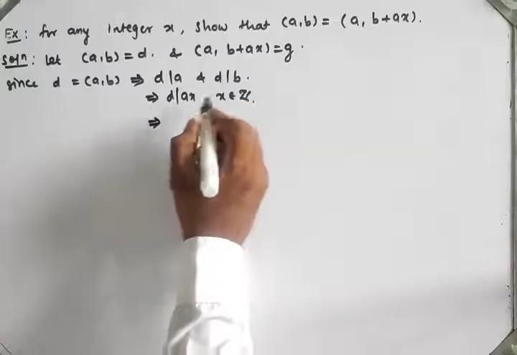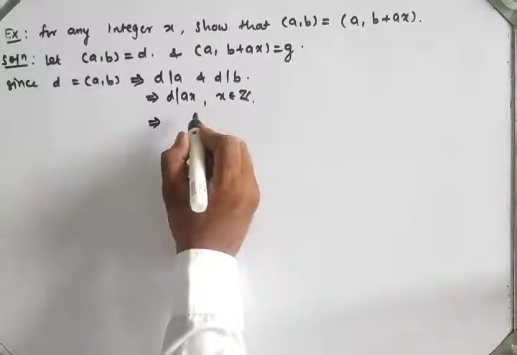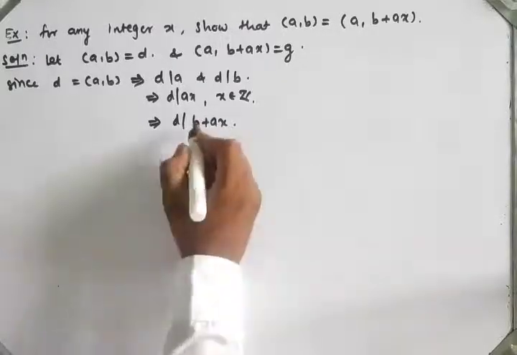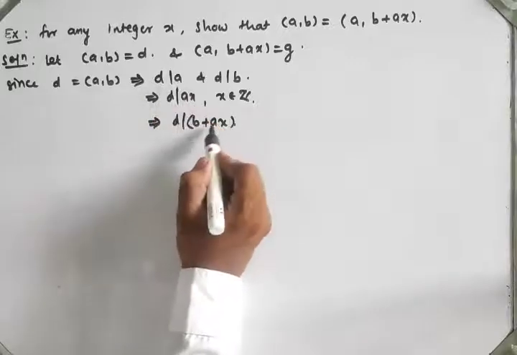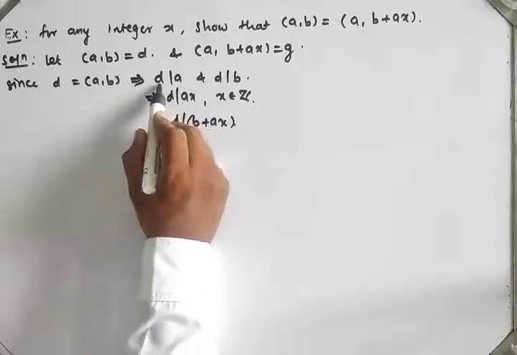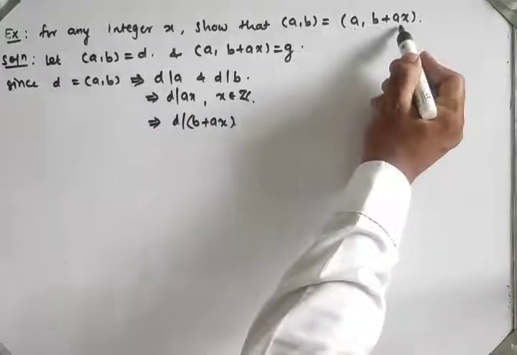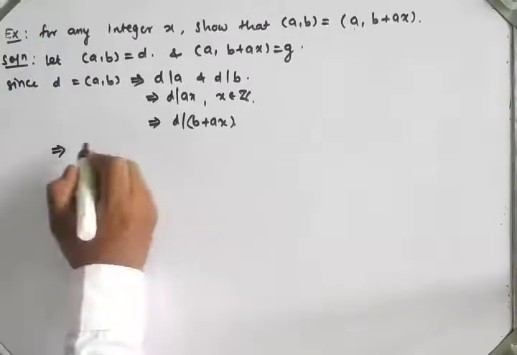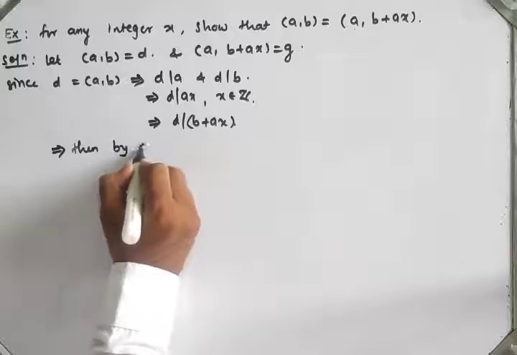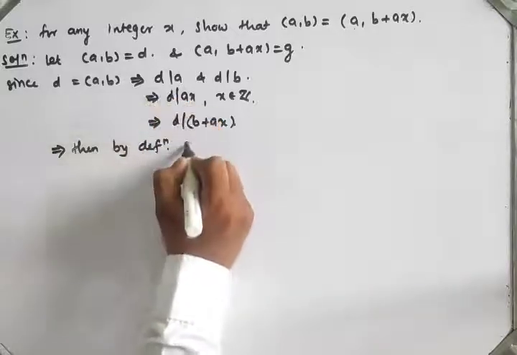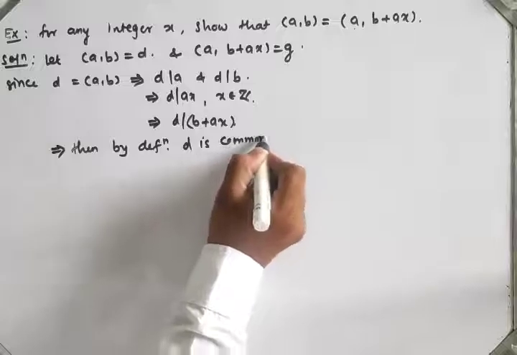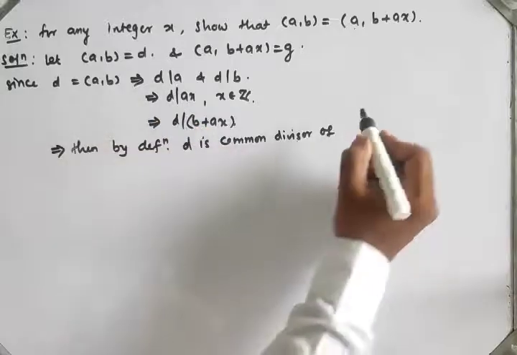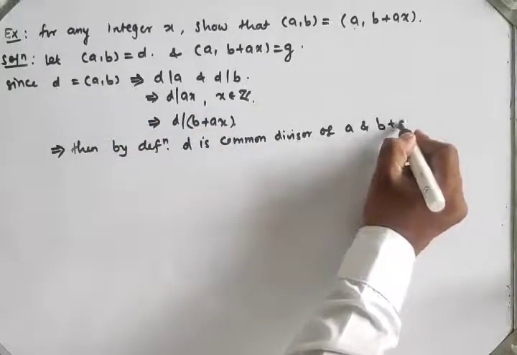Then by using the theorem we have seen in previous properties, d divides b plus ax. So d divides a, d divides b plus ax. Therefore d is a common divisor of a and b plus ax. Then by definition, d is a common divisor of a and b plus ax.